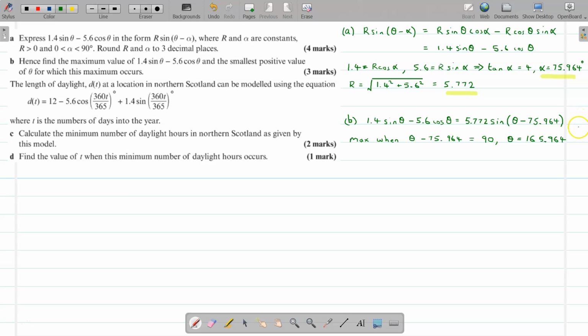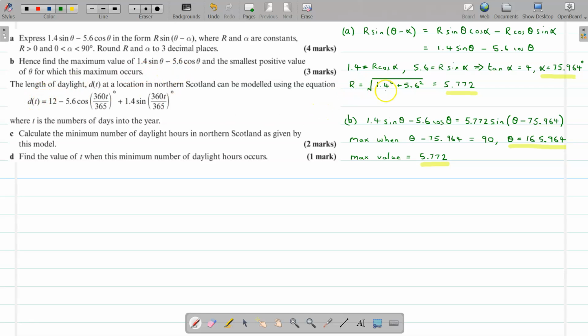So what is the maximum value? Well, it occurs when theta is 165.964, and because that causes this part to be 1, the maximum value is actually equal to 5.772 times 1, which is 5.772. So the maximum value that they require is that, and it occurs when theta equals that. So I've answered all parts of question B because there were 2 things it needed.